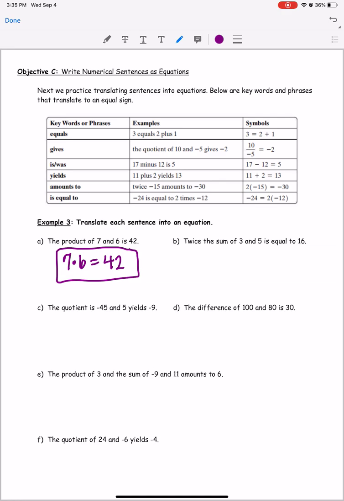All right. Twice the sum of 3 and 5 is equal to 16. Okay. Twice means 2. Of means parentheses. So what happens after of is where your parentheses go. So we have in parentheses 3 and 5. What operation goes in between these two? The sum. Is equal to, so that's your equal sign, 16. Again, check it. Order of operations tells you to do parentheses first. So your parentheses 3 plus 5 is 8. And 2 times 8 is 16. So this one does work as well.